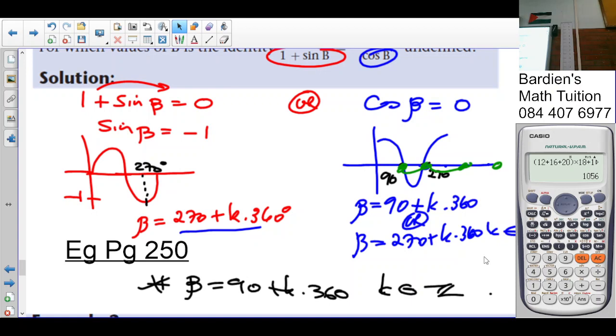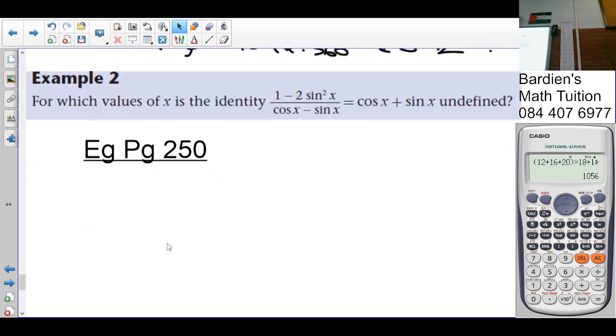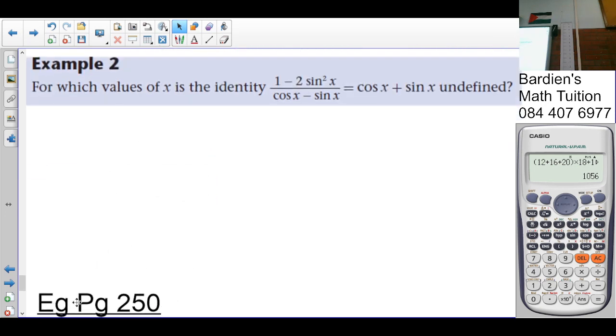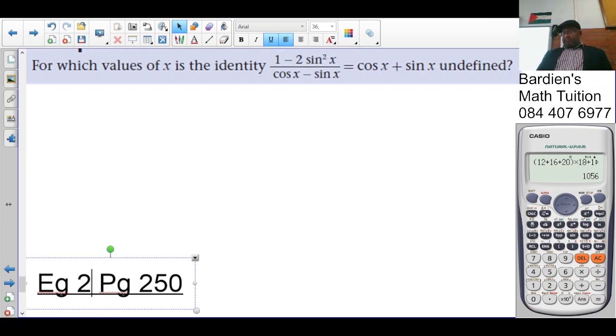Alright, let's look at example 2 on page 250. Yeah, 230. Is that the right page? 240. That is right.